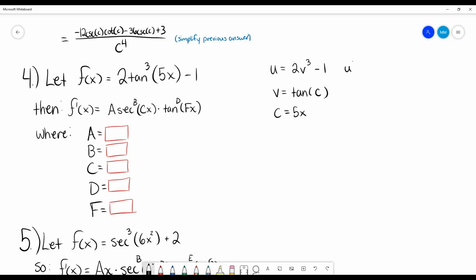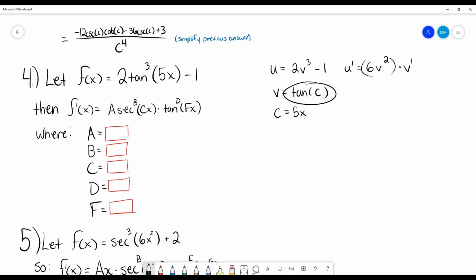So then our derivative of u is going to be the derivative of this minus the derivative of that. So the derivative of 2 times v cubed: pull that 3 in front, 2 times 3 is 6. Power rule, so we subtract 1. And then the derivative of a constant is 0. And then it's going to be that times whatever the derivative of our inside is.